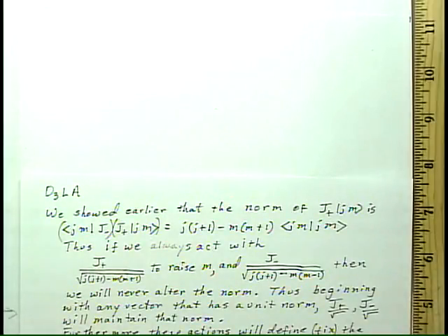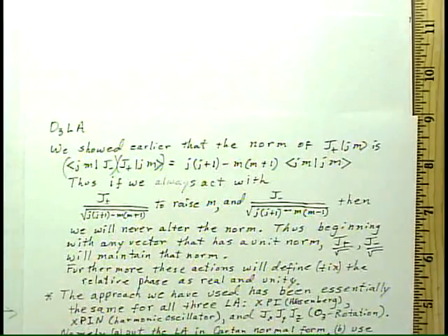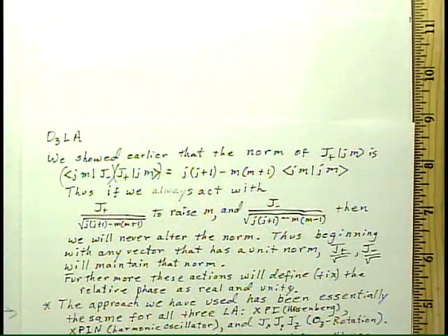Therefore, we define any of the states from another state that has a unit norm by using a j plus and a j minus that have exactly these values here. That way we maintain the norm. It's also important to realize that we've done something else. Each one of these vectors is orthogonal to the others, and that is because these are eigenvectors of Hermitian operators with different eigenvalues.